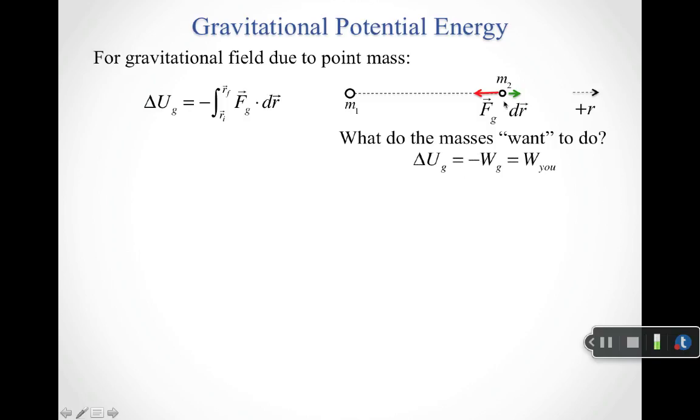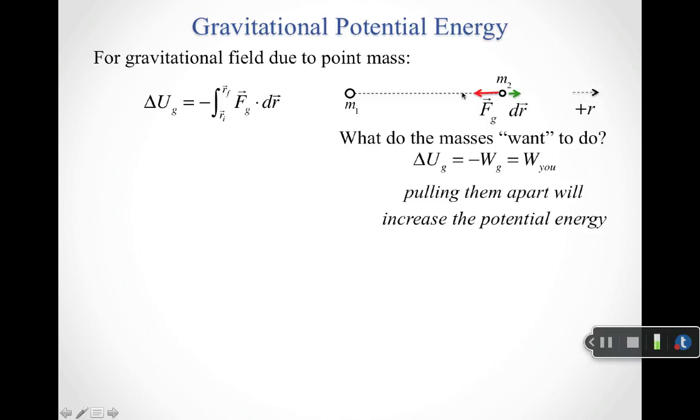So they want to come together, the gravitational force wants to do positive work and pull them together. So if I'm pulling them apart, that means I'm forcing the gravitational force to do negative work. Negative work times this minus sign means that the change in potential energy is going to be positive. And again, it's positive because I do the work. So I'm doing positive work to increase the potential energy between the two masses.